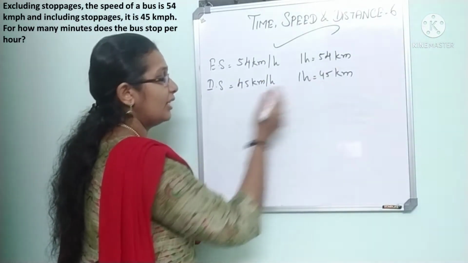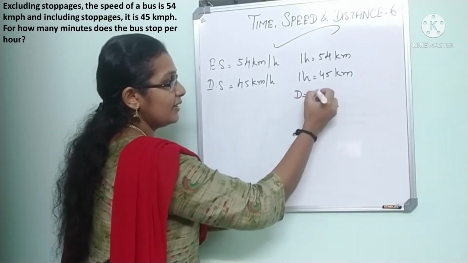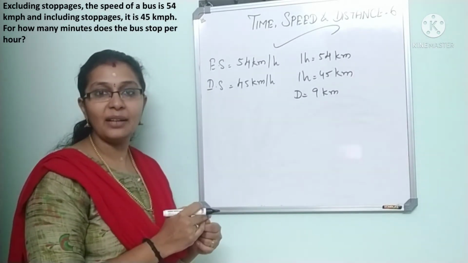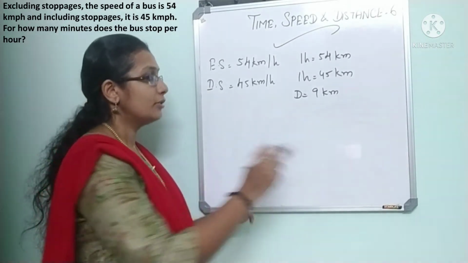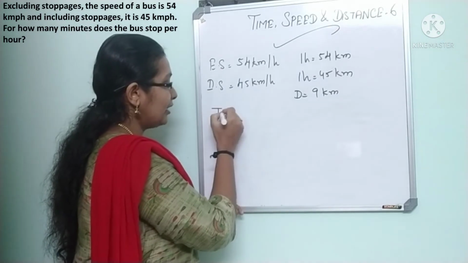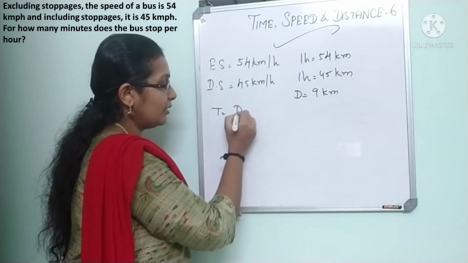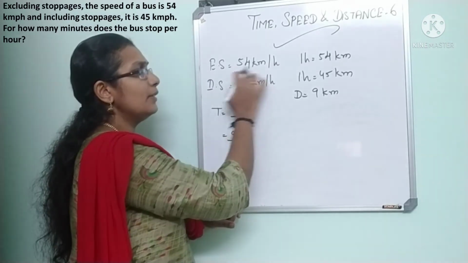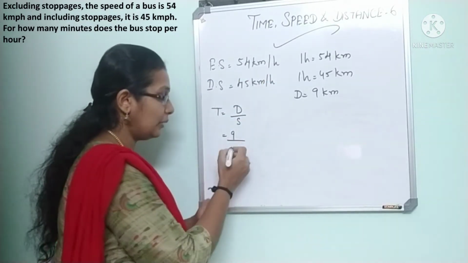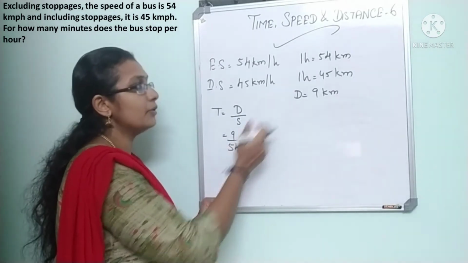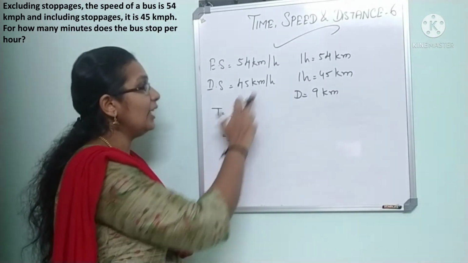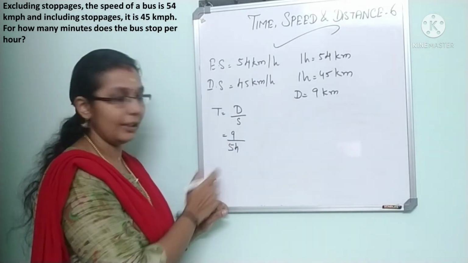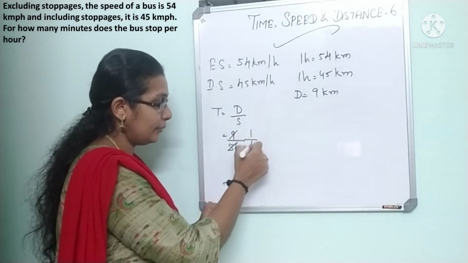So first we will find the difference between these two. The difference in distance is 9 km. So for this 9 km there is a lag because of the stoppage. Now we will have to find the time taken. Time is equal to distance by speed. So distance is 9 km and its usual speed is 54 km. So don't get confused about which speed to take. Usually it moves at 54 km only, so that we will take. So 9 by 54, 6 nines are 54.